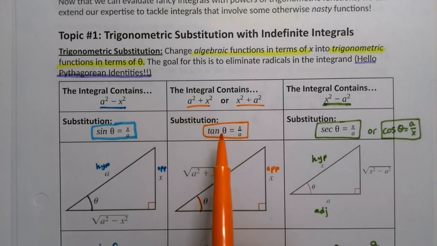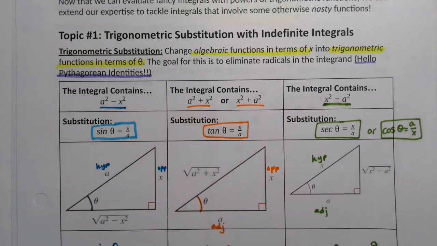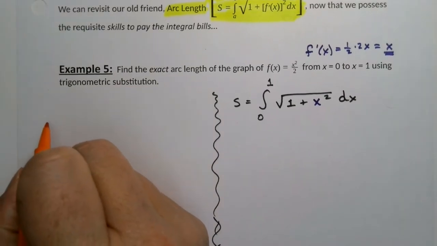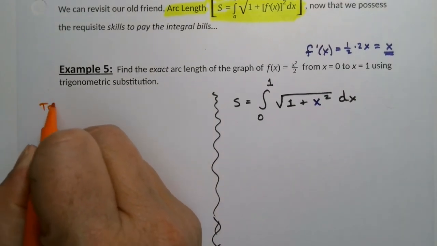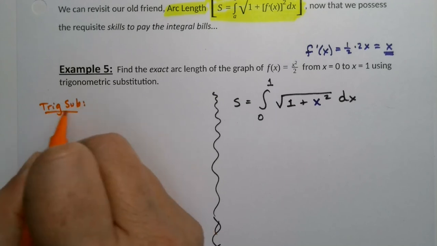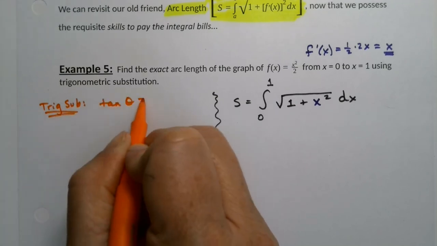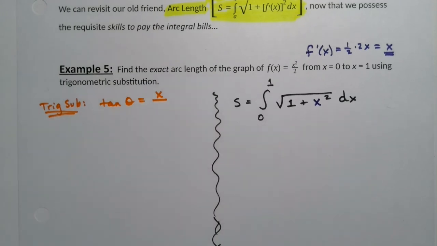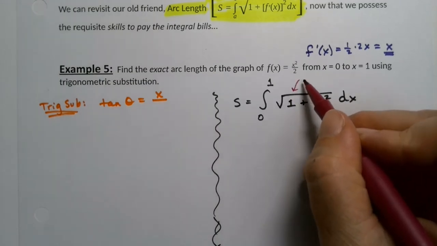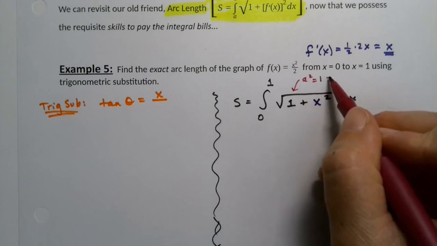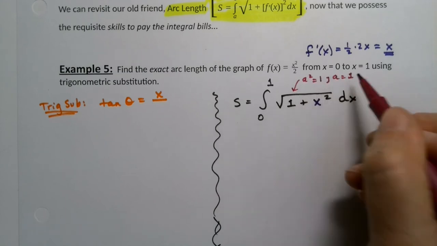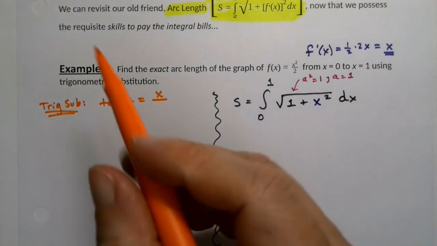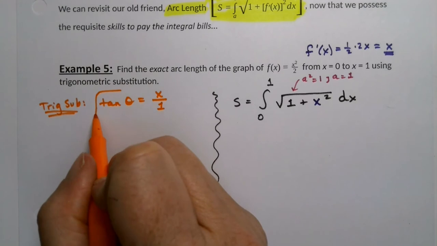So we're going to be using the tangent of theta is equal to x over a. That's going to be our trig sub. So the tangent of theta is x over, now a for us is 1. So you can see it right there, right? If a squared is 1, then a is 1, so that means that we're going to be using tangent of theta is x over 1. There's our trig sub.